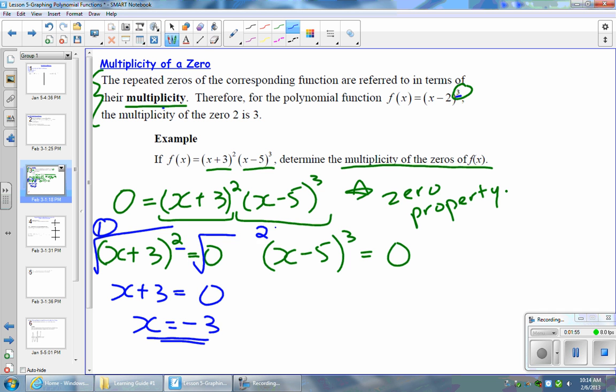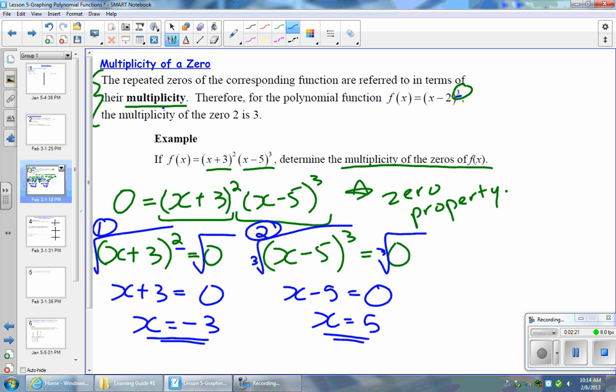Now let's take a look at the second equation. (x minus 5) cubed is equal to 0. So we're going to apply the same steps here, but instead of a square root, we're working with a cube root. So the cube root of (x minus 5) cubed is x minus 5. And the cube root of 0 is simply 0. So therefore, we have a zero at x is equal to 5.